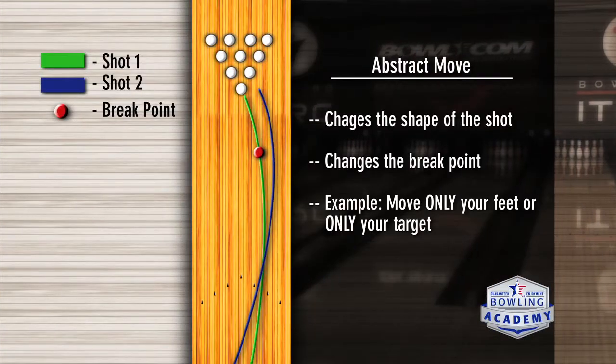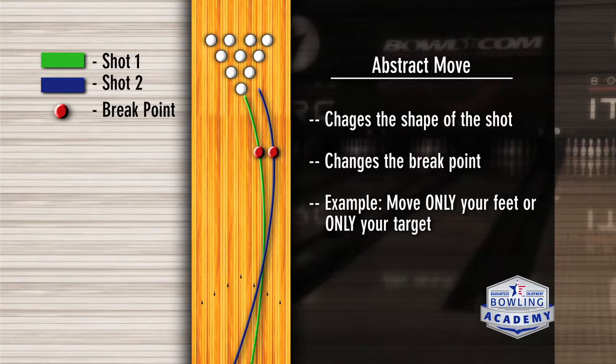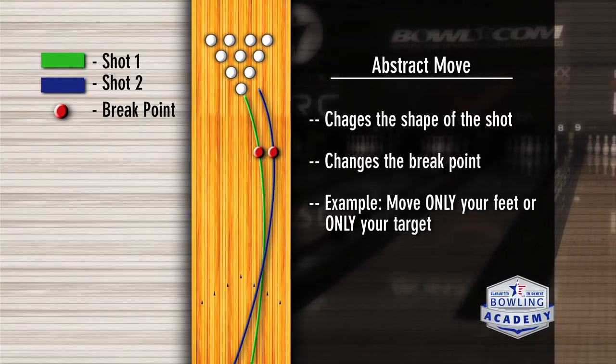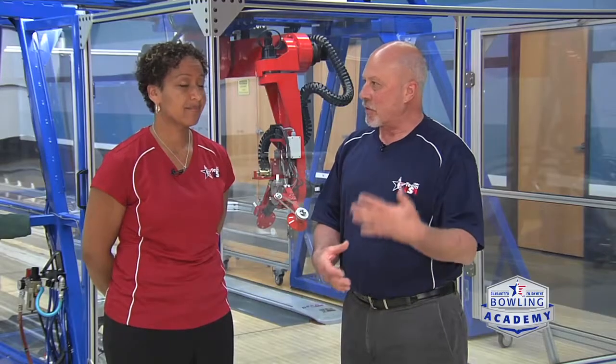Right, and oftentimes league bowlers make too many what we call abstract moves, moving their feet only or their target only, and that really will change both the shape and the break point. Then they end up getting lost, and they end up getting split, and then we have 3 or 4 holes in the game, and all of a sudden that 200 or that 190 game ends up being a 160, 150. Right.